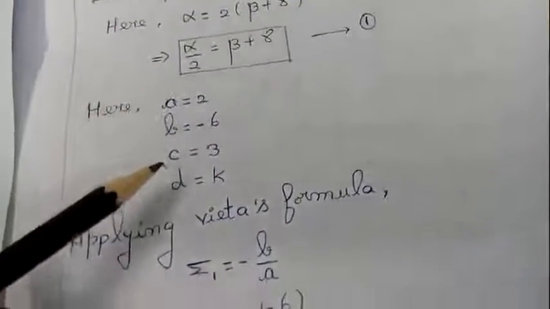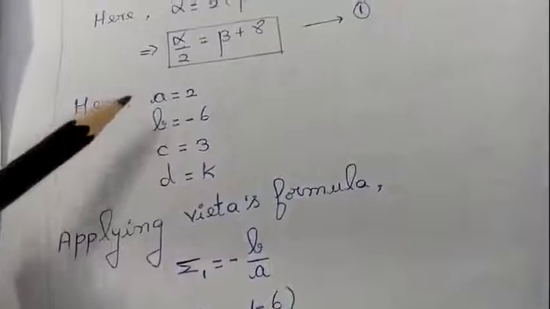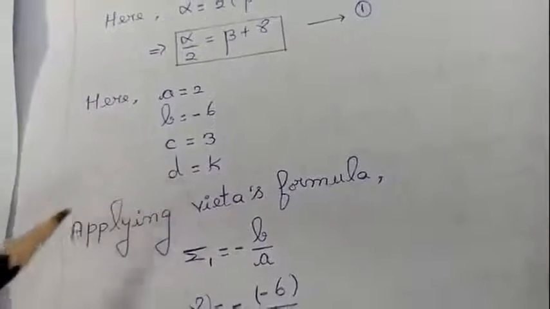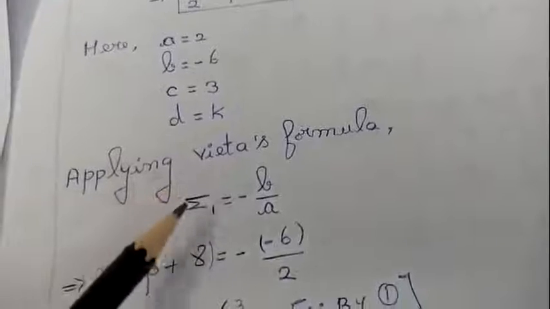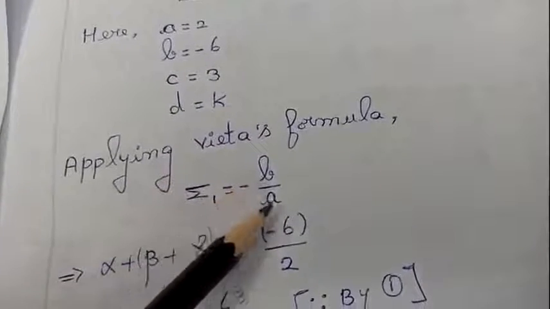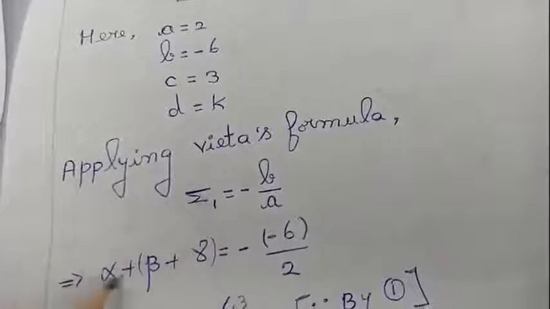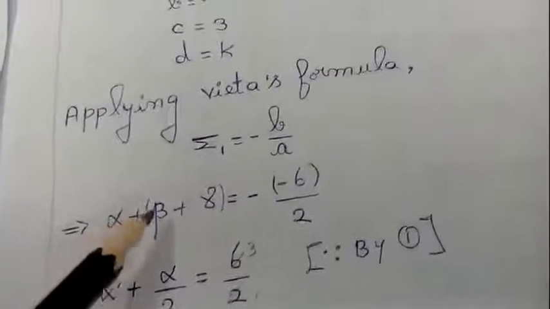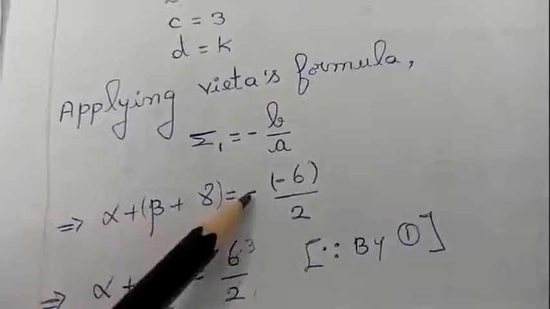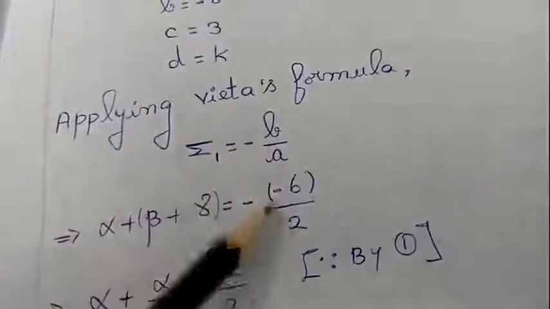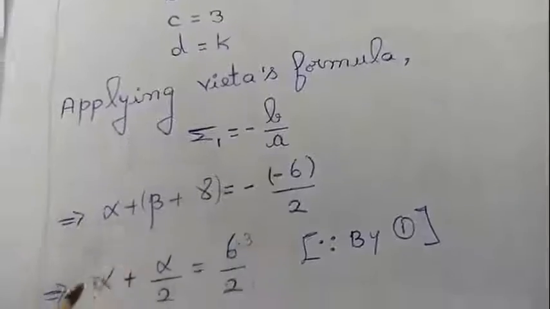A, B, C, D I am taking from the equation: A equal to 2, B equal to minus 6, C equal to 3 and D equal to 8. Applying Vieta's formula, that is summation 1 equal to minus B by A. What is the meaning of summation 1? You are going to add the roots, that is alpha plus beta plus gamma equal to, writing the values, for B minus 6 divided by A 2.